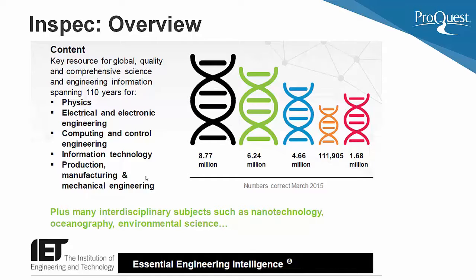They are a publisher themselves, but they also gather together, collect, and index into this database engineering works from every place. This database goes way back to the late 1800s. It currently has some 17 million records, and they cover primarily the areas that you see here: physics, electrical and electronic engineering, computing, information tech, a lot of records having to do with modern technology, as well as articles about production, manufacturing, and mechanical engineering.